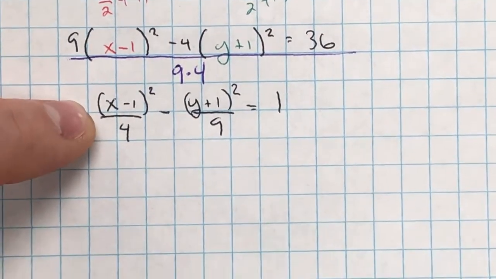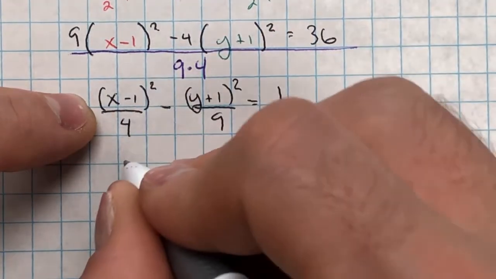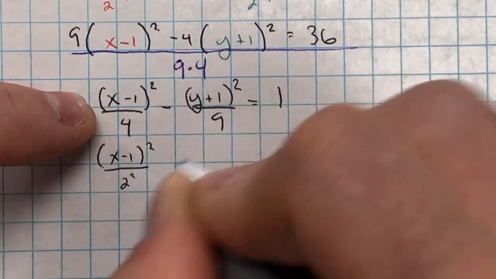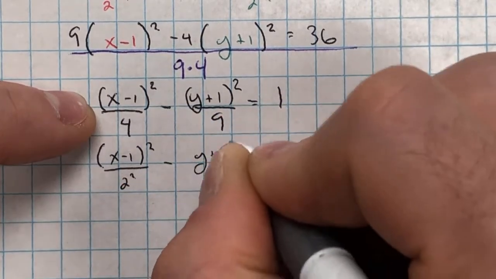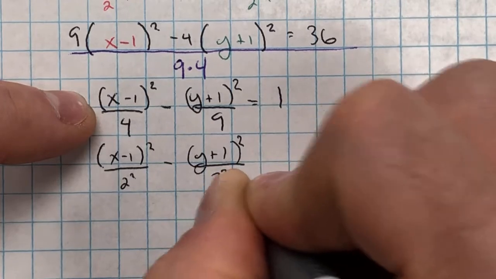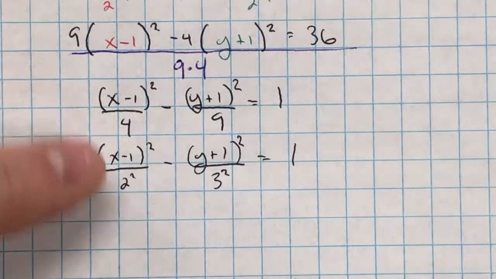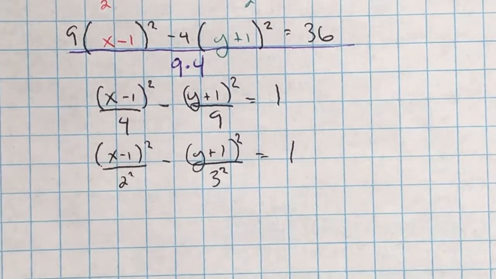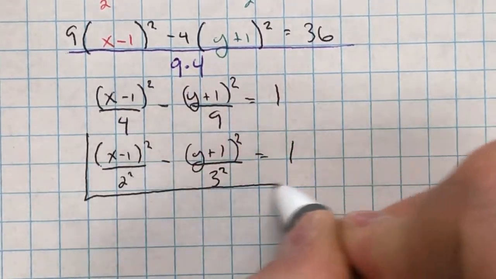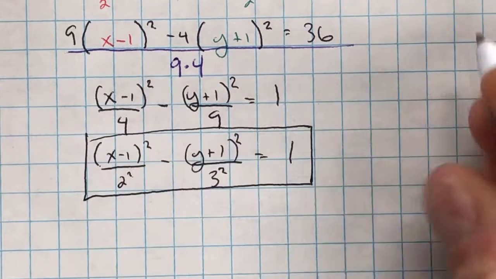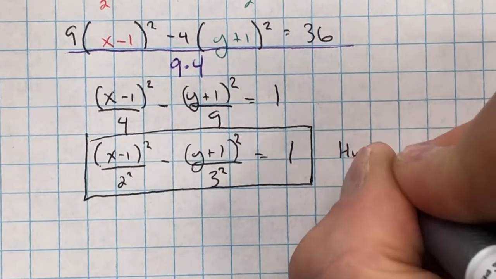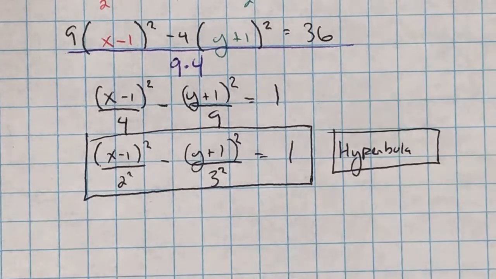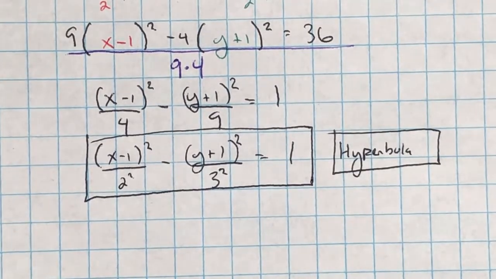If you wanted to take it a step further, as opposed to what we did with the last one, we can rewrite it as (x minus 1) squared over 2 squared minus (y plus 1) squared over 3 squared equals 1. And that will give you your A and your B much more explicitly than what we had right here. But this is the equation in standard form, and just like we thought, this is a hyperbola. It's like an inverted ellipse. So there's my equation in standard form.